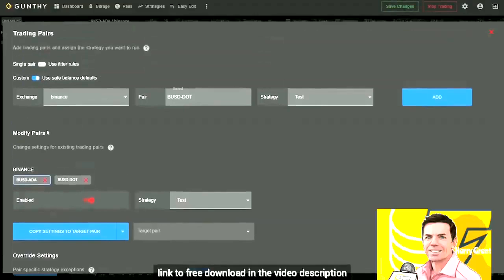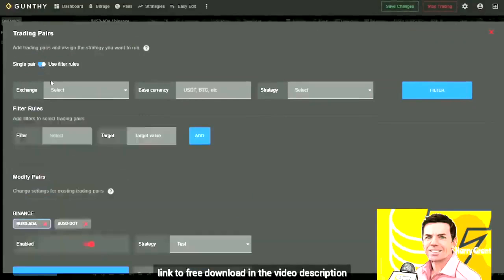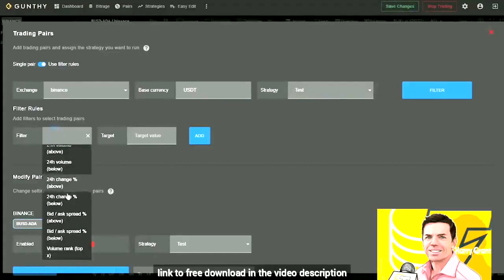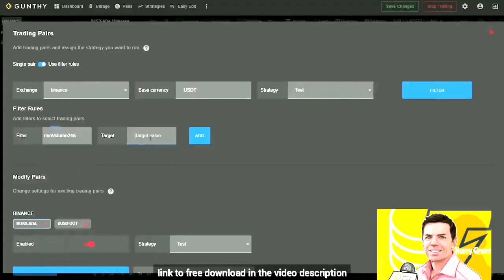Now, another cool thing that you can do with these trading pairs is now you can use filter rules instead of just adding a single pair. So instead of just manually selecting every single pair, I can choose a base currency, I can choose an exchange, and I can choose a strategy. And then I can choose a filter. So let's say that I want the 24-hour volume to be above 100 USDT, or maybe let's put a more realistic value. Let's put something like a million USDT.